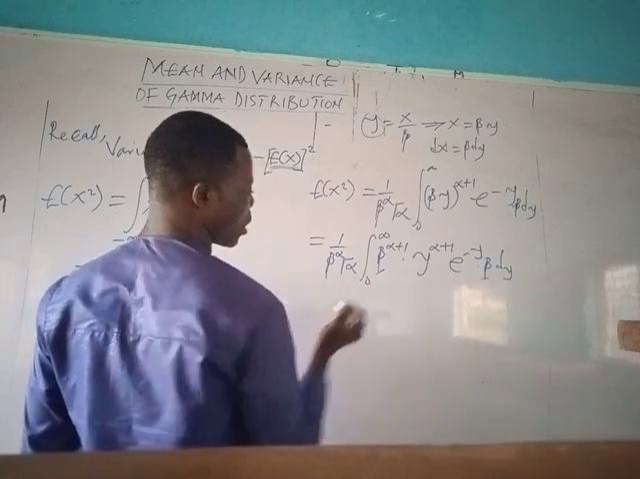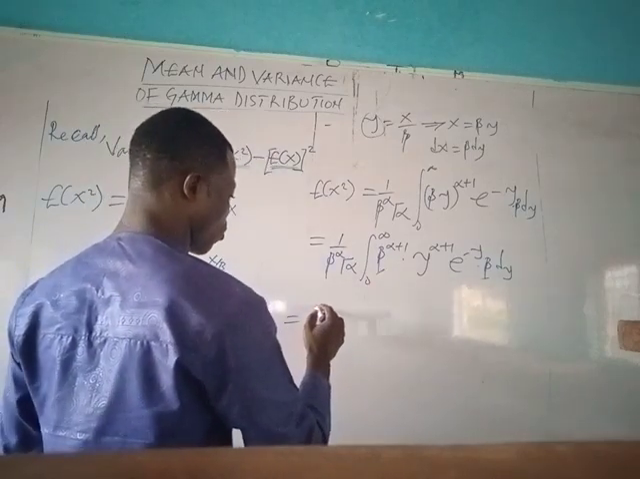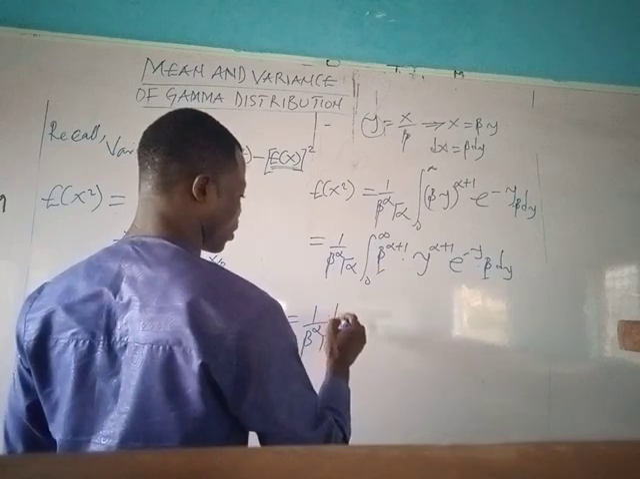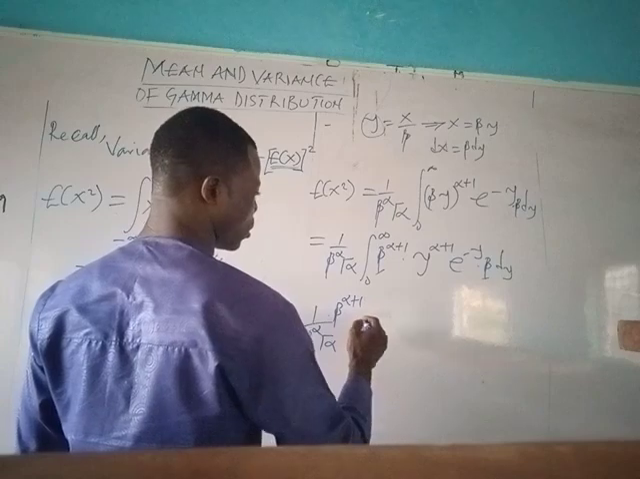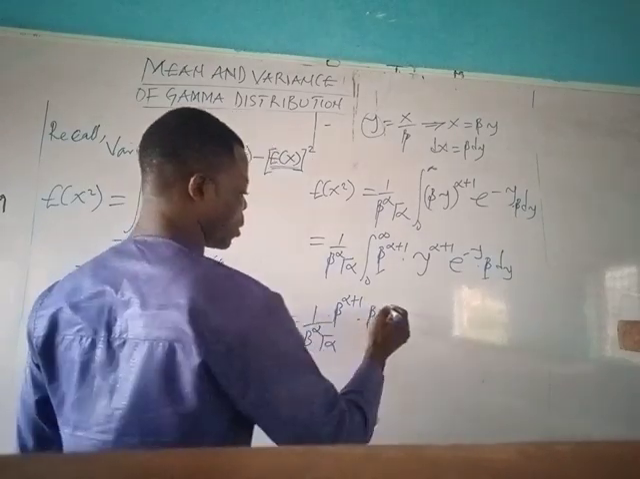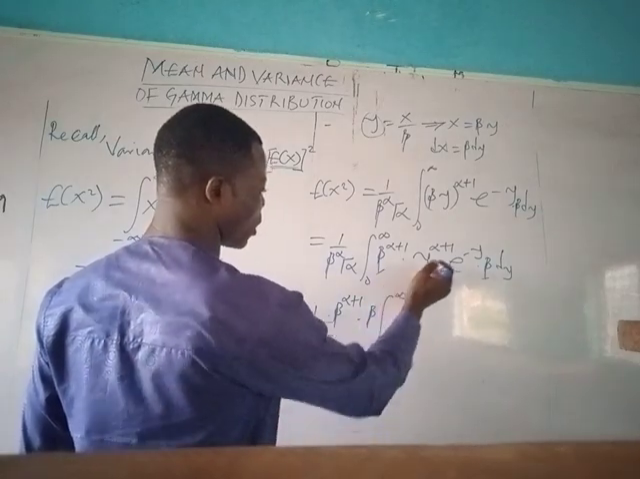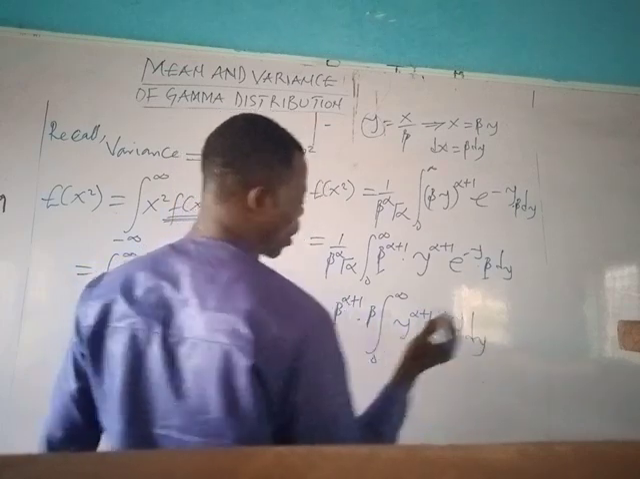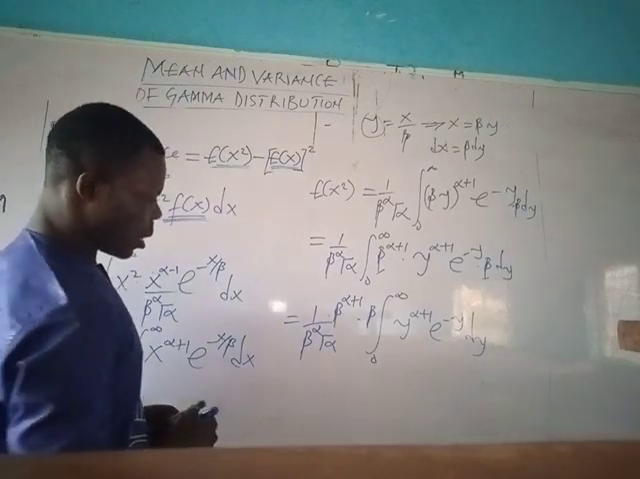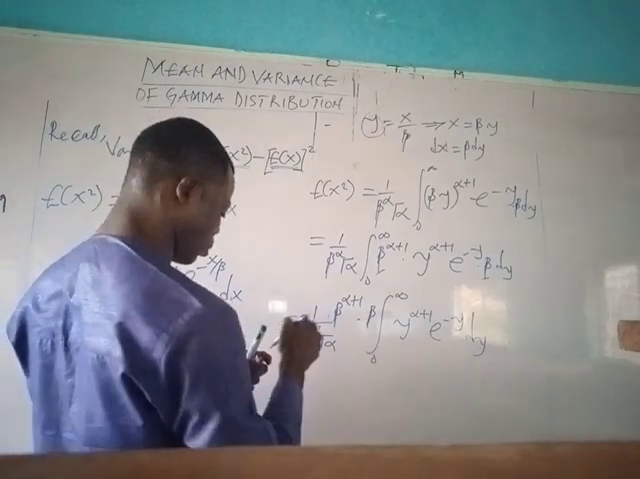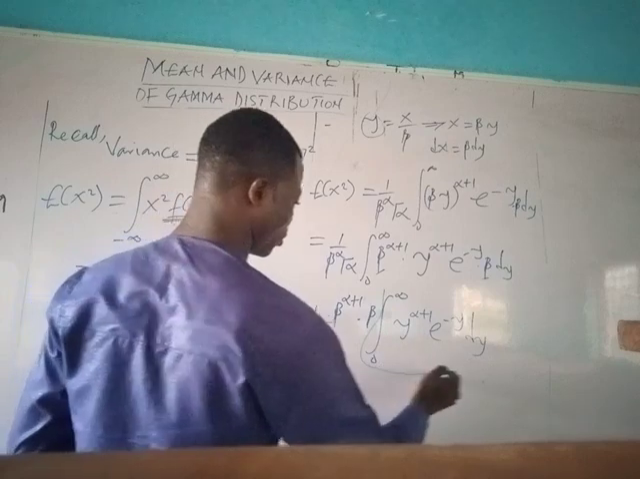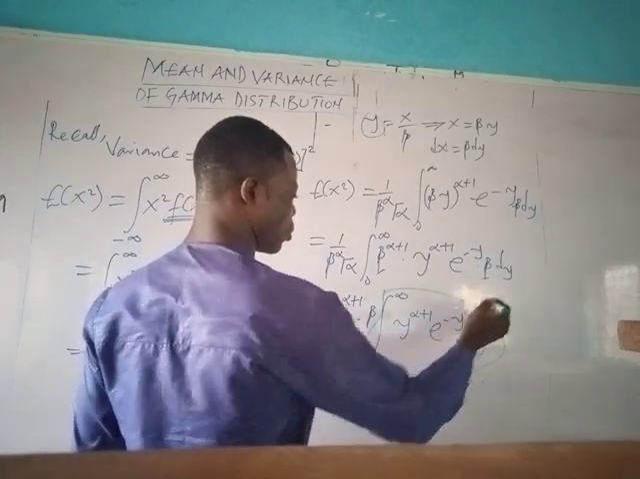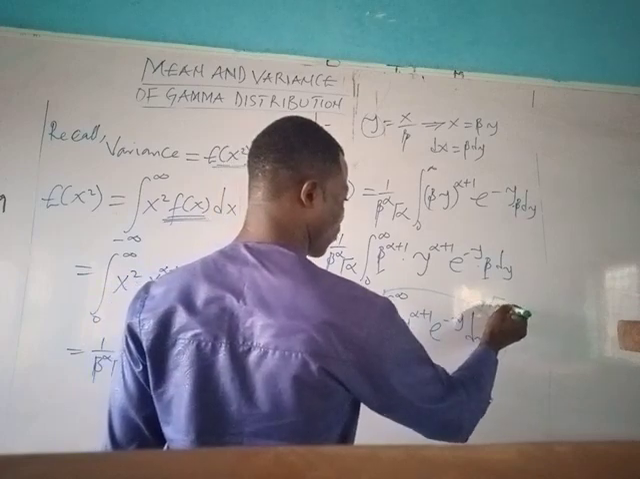So let's take this and this outside. We're going to have 1 over beta alpha raised to power alpha gamma alpha. When this comes out, we're having beta to power alpha plus 1. This also comes out, leaving the integral 0 to infinity, y raised to power alpha plus 1 exponential minus y dy. Here we assume this is a gamma function, which according to that property can change to gamma. We are adding 1, so it's going to be alpha plus 2.